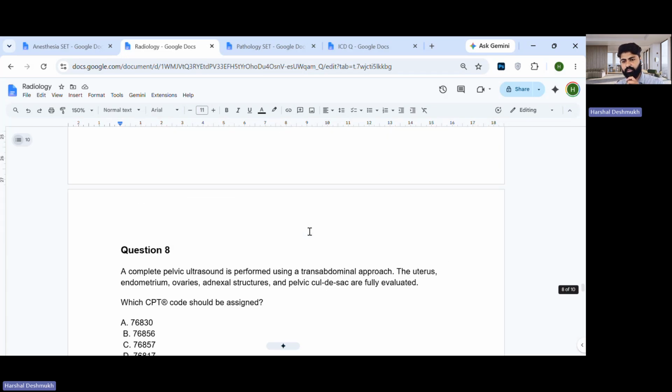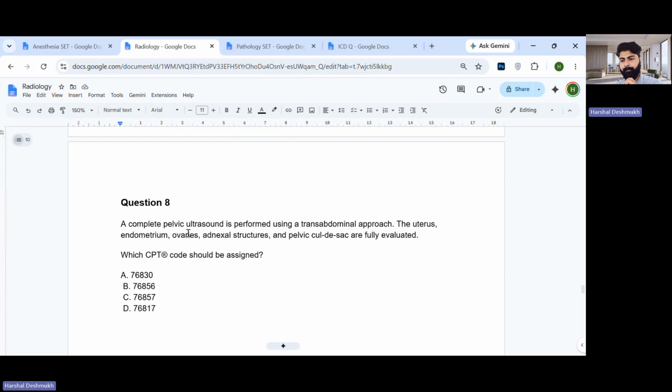Moving on to next one, a complete pelvic ultrasound is performed using a transabdominal approach. The uterus, endometrium, ovaries, adnexal structures, and pelvic cul-de-sac are fully evaluated. Which CPT should be assigned here?